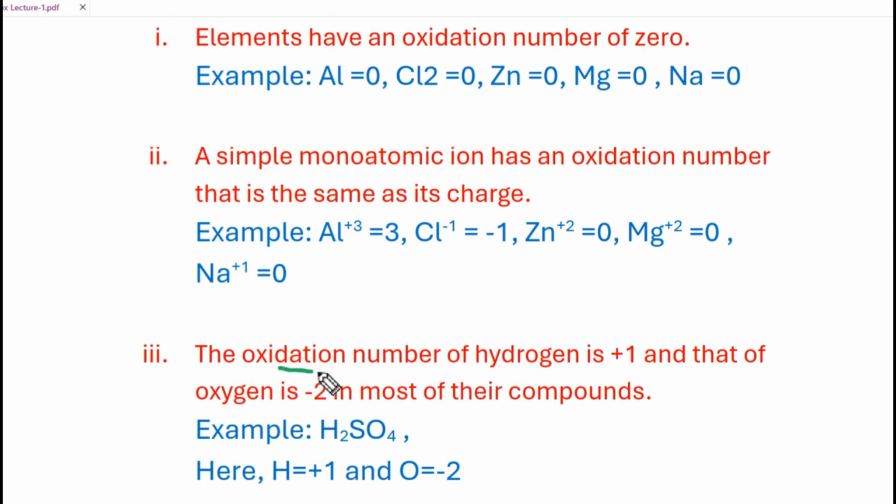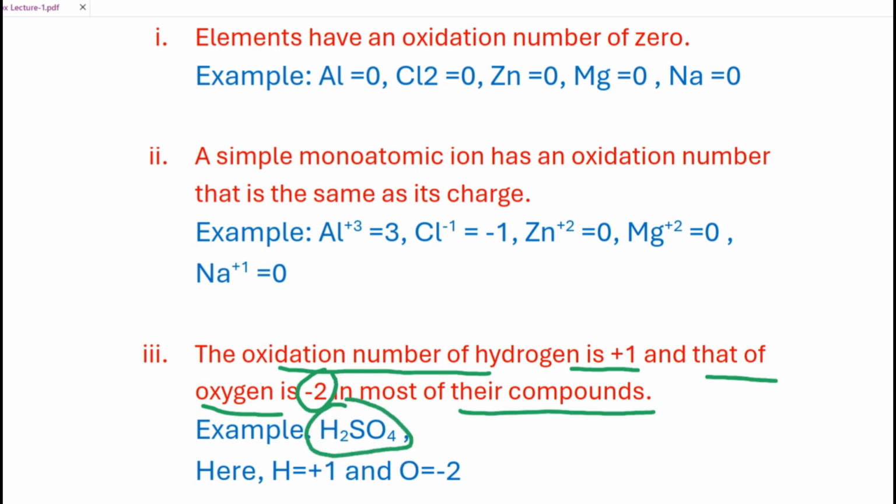Rule 3, oxidation number of hydrogen is +1 and that of oxygen is -2 in most of their compounds. Say sulfuric acid is a compound. Here oxidation number of hydrogen is +1 and oxygen is -2.